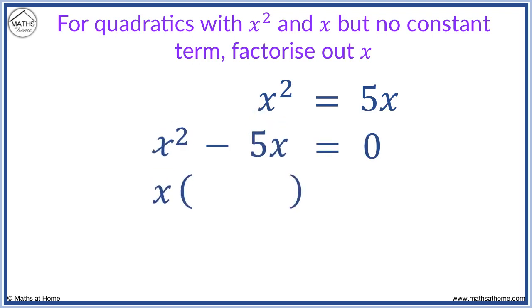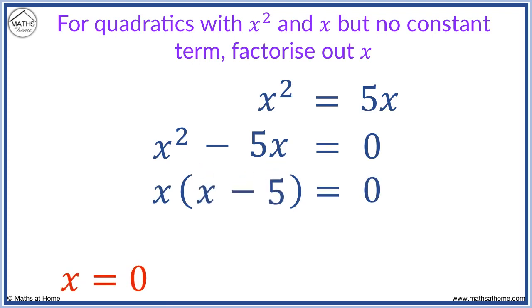x times x equals x squared. x times 5 equals 5x. Now x equals 0, or x minus 5 equals 0. If x minus 5 equals 0, x equals 5.